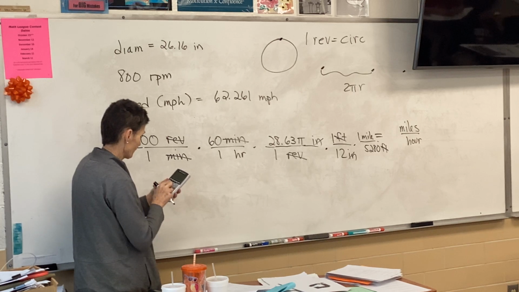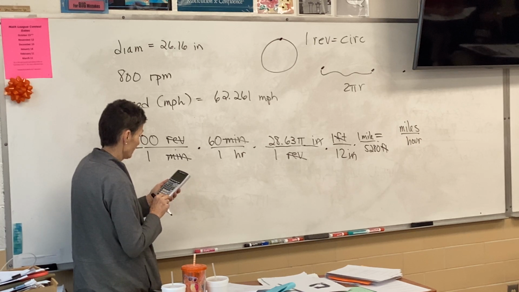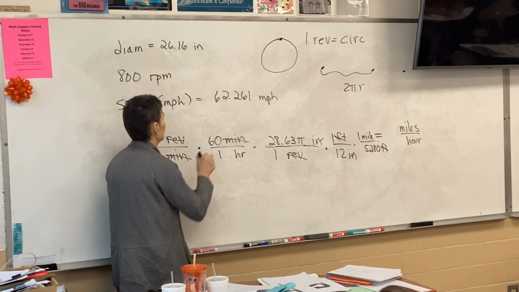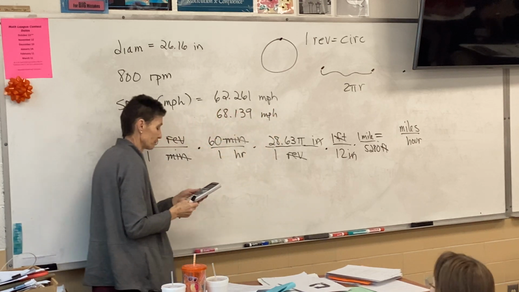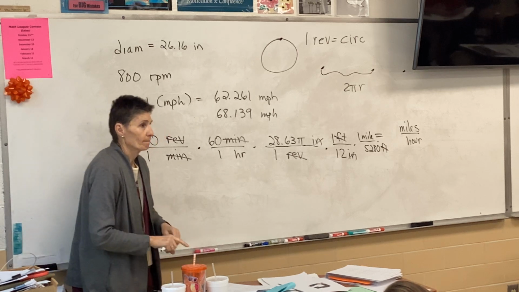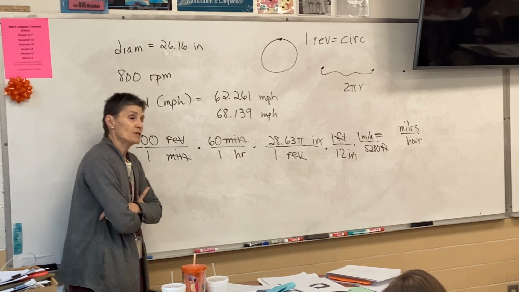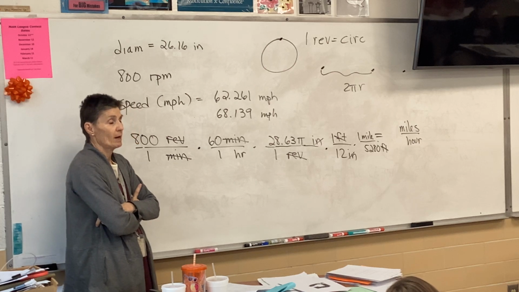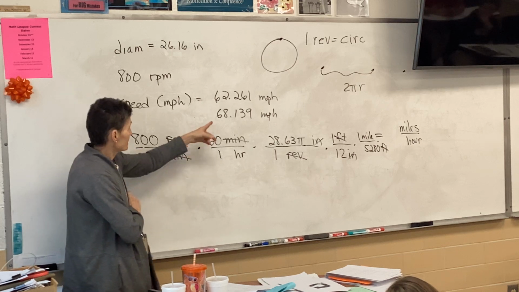That's the answer? Well, that doesn't sound right. I got 68.139. Oh, we did forget the pi. So take your answer times pi and you should be fine. Should you multiply all the top numbers? Yes. 68.1.